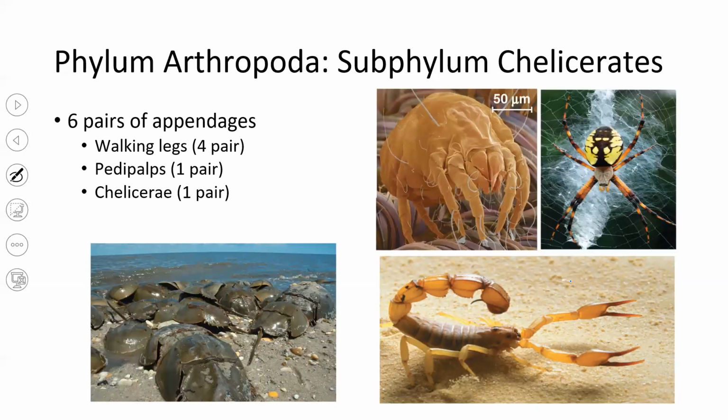So here's some examples of chelicerates. Horseshoe crabs, scorpions, mites, spiders, ticks, all of those fall into the chelicerates. These guys have the fused head and thorax. So they have a cephalothorax and abdomen. So only two segments.